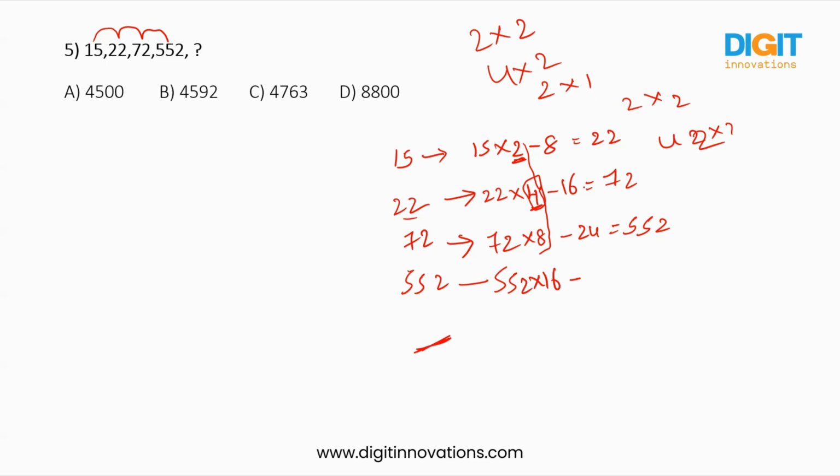And when it comes to the subtracted values, the pattern is 8, 16, 24. This is the 8 table: 8 ones are 8, 8 twos are 16, 8 threes are 24, 8 fours are 32. So this is the pattern. So when you do this, it is 552 times 16 minus 32, which is 8,800, which is option D.